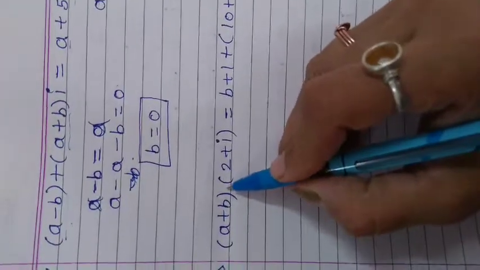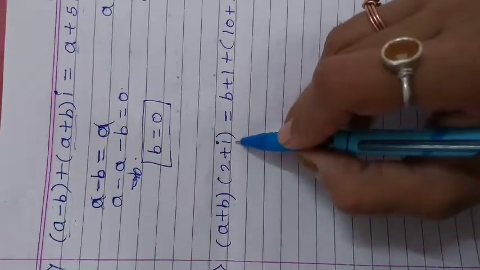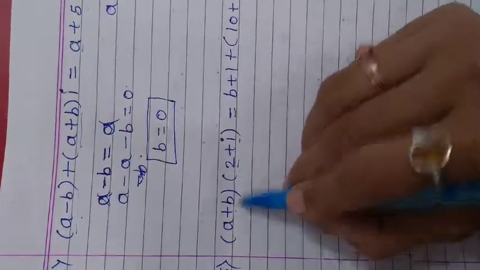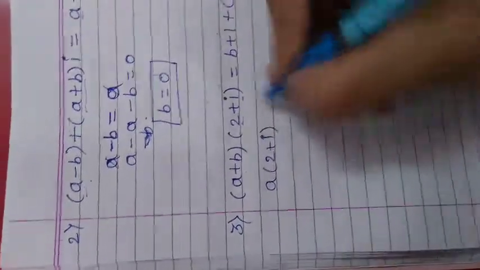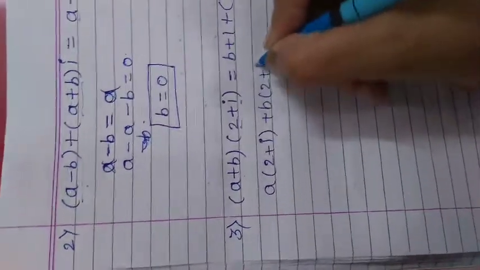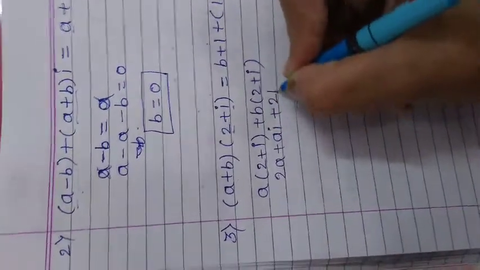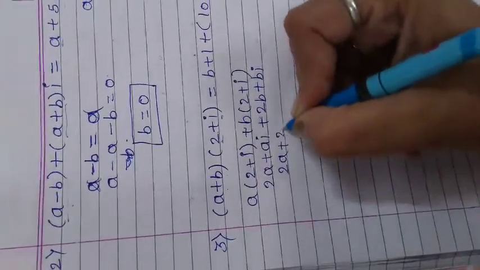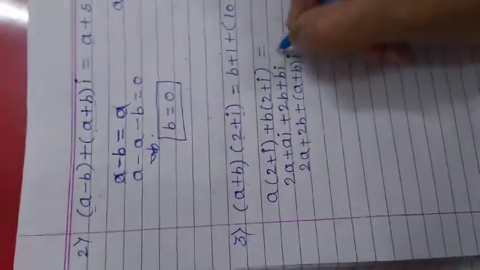Now this is the third example. Now in the third example, here there is no plus sign or minus sign. So their multiplication is given. So this is not a real part, this is not an imaginary part. This is real and this is imaginary for this one. But what about this? So we'll solve this bracket first, so a into 2 plus I plus b into 2 plus I. So this is 2a plus ai plus 2b plus bi, means 2a plus 2b plus a plus b into I is equal to.